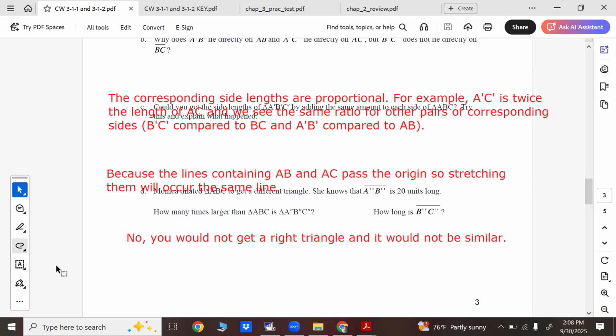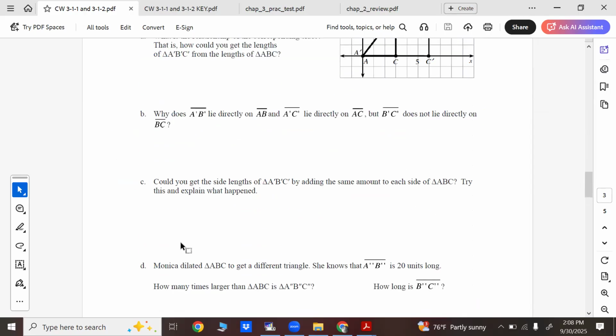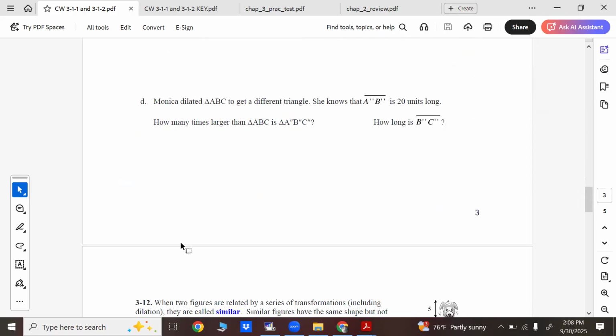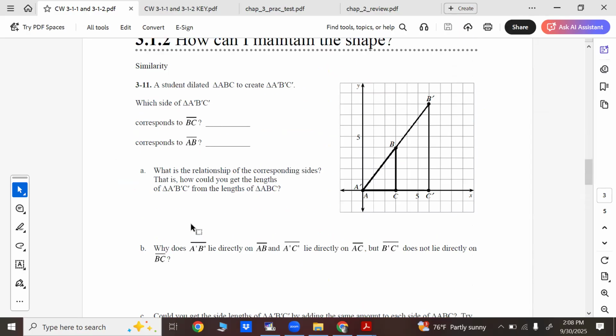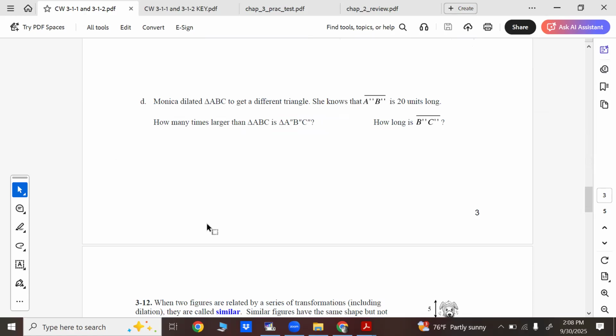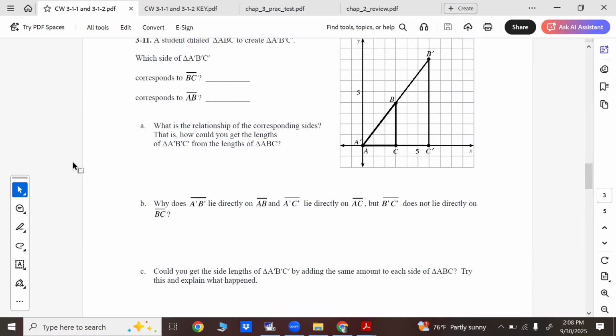When it says AB, do we have to find the length of the line? For which one? D? Yeah, let's look at D right now. Monica dilated triangle ABC to get a different triangle. She knows that A double prime B double prime is 20 units long. That's a little tricky because you guys haven't learned Pythagorean theorem yet, but that's okay. Actually, we should probably talk about it.